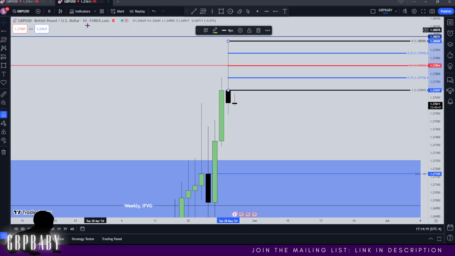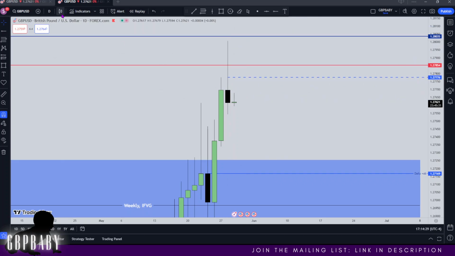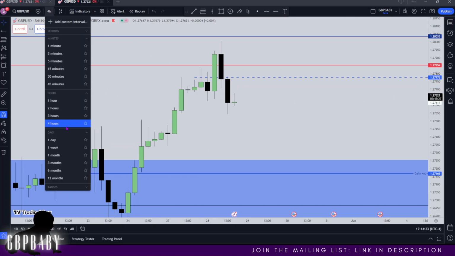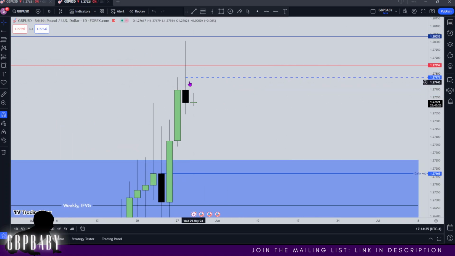And you'll see what I mean by that tomorrow, I believe. But let's get this marked out anyway. And then we'll drop down to the 4 hour and take a look at price. So in fact, let me mark out a couple of things on this daily. So there's a 25% level, which has already been traded to.